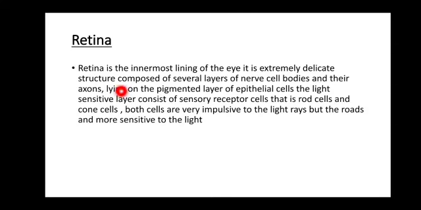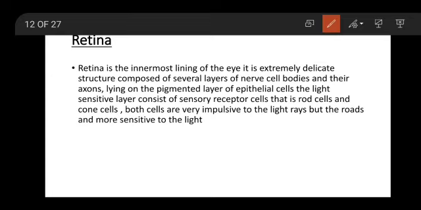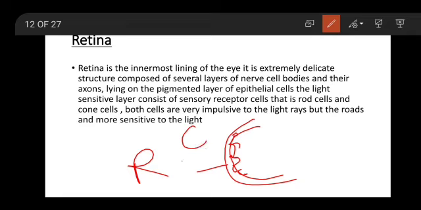Next, the retina. The retina is the innermost layer. It is an extremely delicate structure composed of several layers of nerve cell bodies and their axons, lying on a pigmented layer of epithelial cells. The light-sensitive layer consists of sensory receptor cells, that is, rod cells and cone cells. Both cells are sensitive to light rays, but the rod cells are more sensitive. So this is the retina, the innermost layer of the eye, and there are cells present called rod cells and cone cells. Rod cells are more sensitive to light, and cone cells are also sensitive to light, but less than rod cells.